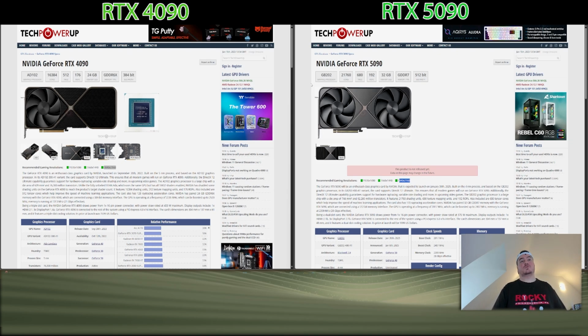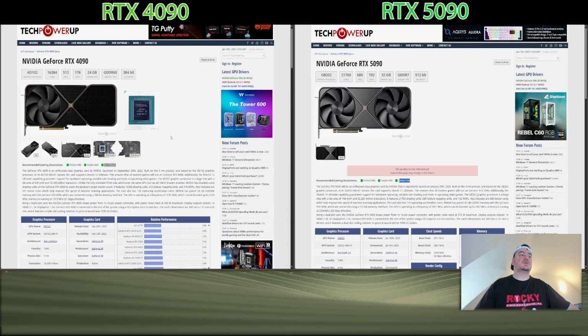Another factor that would matter in that 30% difference is the game itself. Some games will have different optimizations, and some game engines will be more optimized for AMD rather than NVIDIA. But I would say it's a good estimation to think that it will be somewhere around 30% faster. We'll quickly go through the other specs as well.